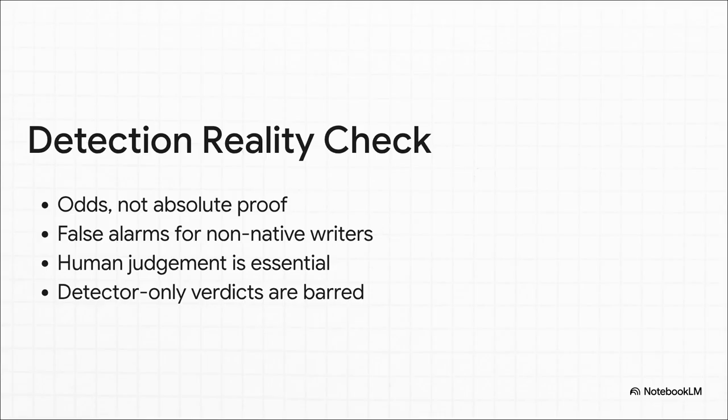These detectors offer probability odds, not absolute proof. They are fundamentally imperfect. Furthermore, there's a very well-documented risk of false positives, where they end up flagging perfectly honest work, particularly by non-native English speakers. Because of this, leading policies explicitly bar making disciplinary decisions based solely on a detector score. Human judgment, open dialogue, and reviewing a researcher's comprehensive version histories, those remain the ultimate and quite frankly the fairest defense against both plagiarism and false accusations.